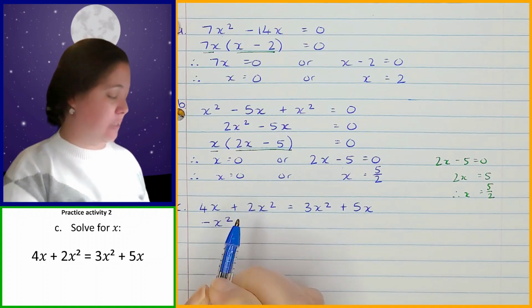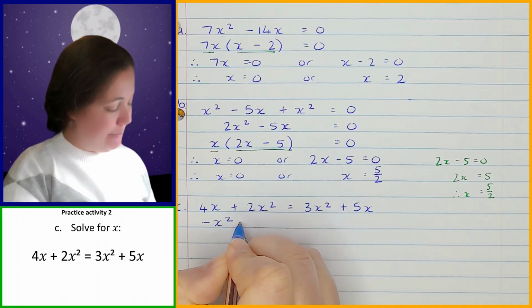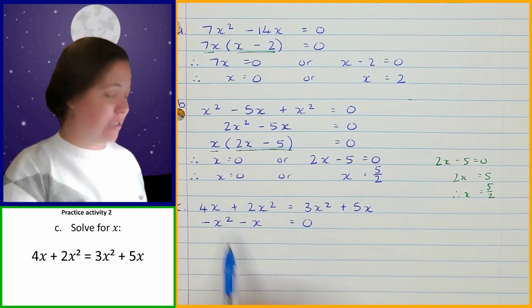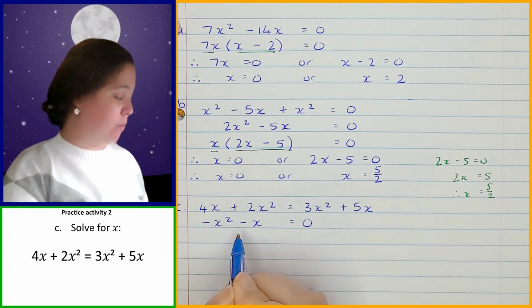Then my x terms, I've got 4x, and I'm going to minus 5x. That gives me minus x equals 0. So now I've got all of my terms on the left-hand side in the correct order equal to 0. Now I can go and factorize. I'm going to take out a common factor.